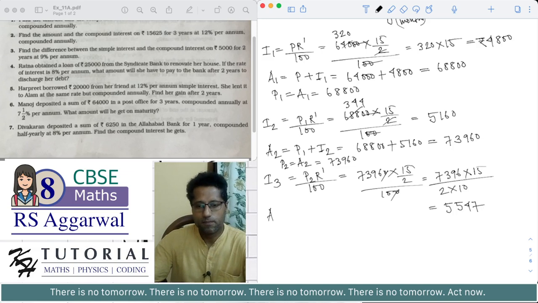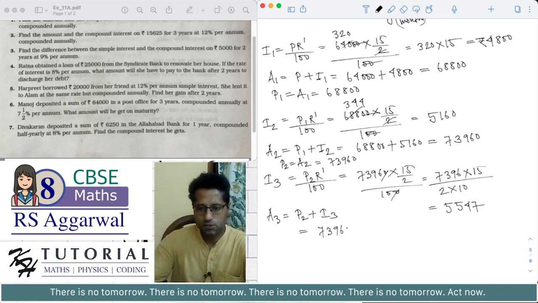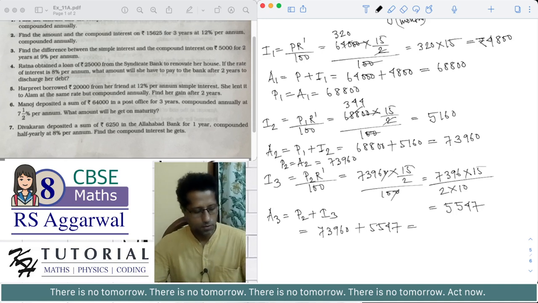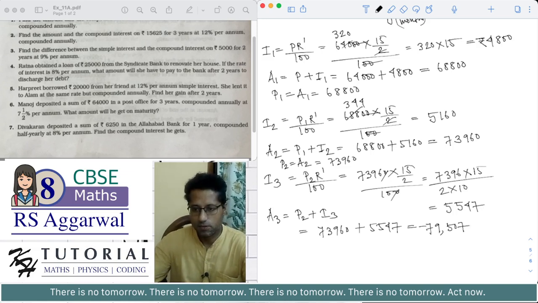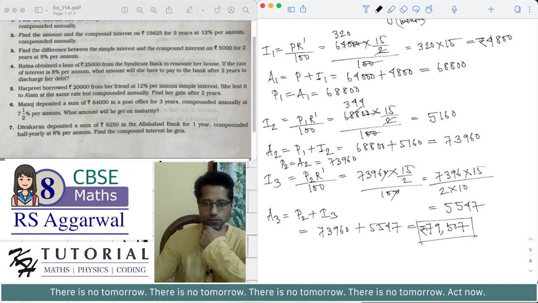So A3, the final amount, will be equal to P2 plus I3. This is equal to 73960 plus 5547, which is 79,507. This is the amount. This is the final amount that Manoj will receive on maturity from the post office.